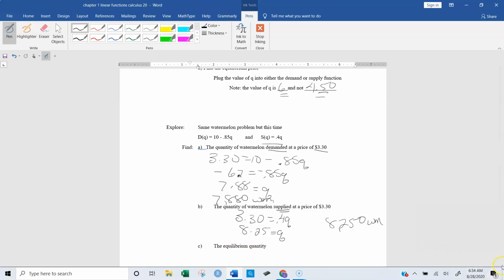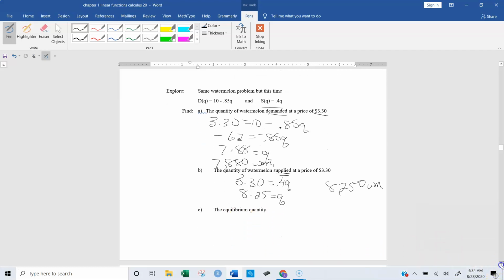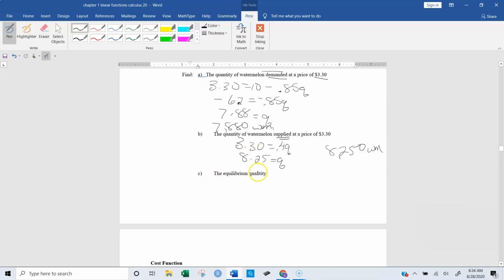Equilibrium quantity. So I asked for quantity. I'm actually going to make you find quantity and price just to make sure we're okay. This is when they're set equal to each other, right? That's where they meet. So I just set the two equations equal. So 10 minus 0.85Q equals 0.4Q. Add the 0.85, I'm sorry, 1.25Q. So Q is equal to 8. So it's balanced at 8,000 watermelon.